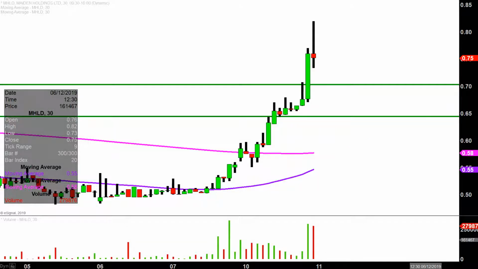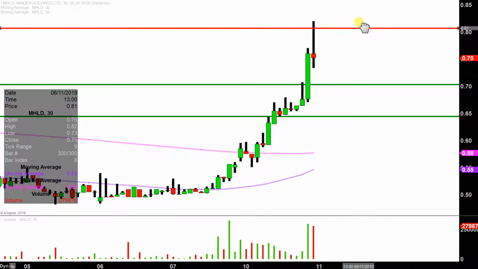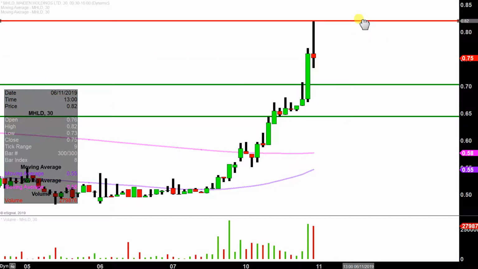What about levels of resistance? Nothing fancy or complicated here other than the fact that the party stopped during the final 30 minutes up there at 82 cents. So 82 will be public enemy number one going into Tuesday.